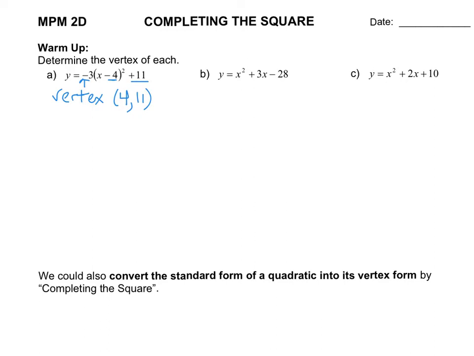We can't get the vertex really quickly, but the method we know at this point is we could take it to its factored form and then get the zeros, find their midpoint, sub it in, and get the y-coordinate of the vertex. There is no common factor for this. I'd be looking for two numbers that add to 3 and multiply to negative 28. And I believe negative 4 and positive 7 will do that.